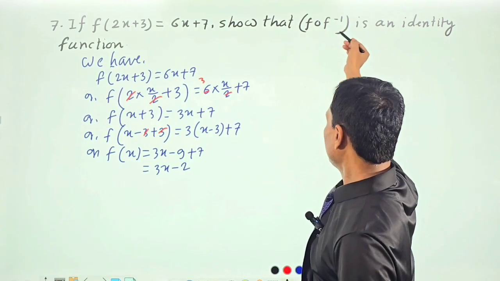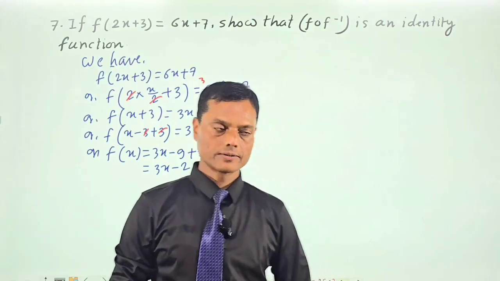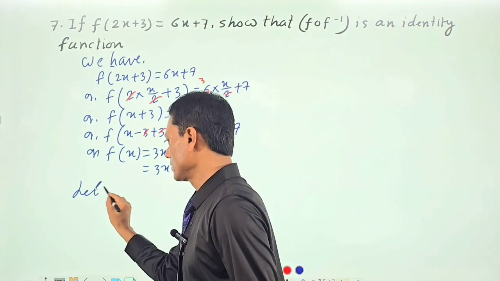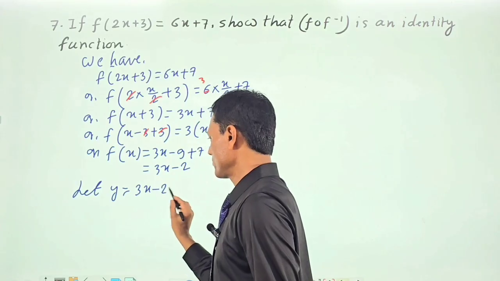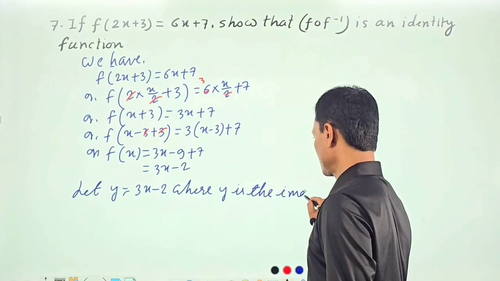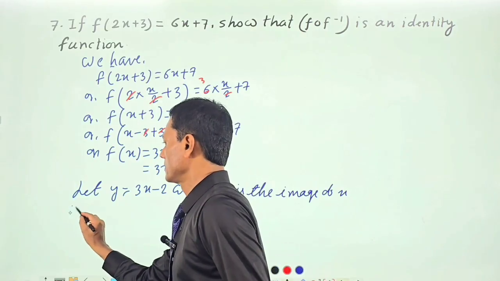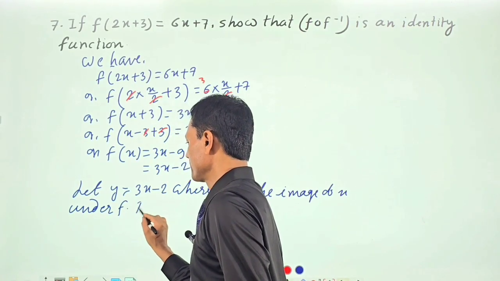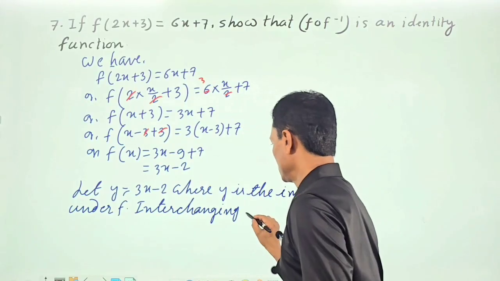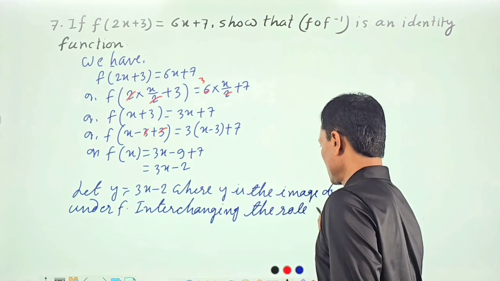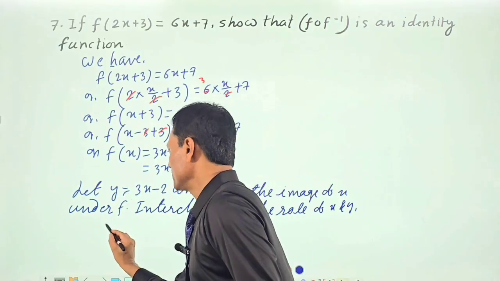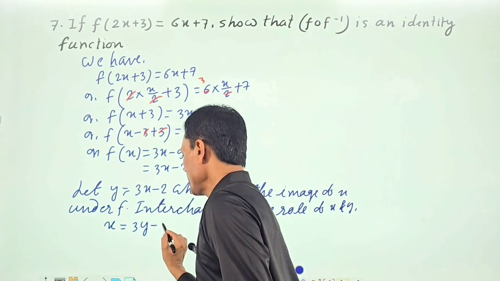Now we have to find out f inverse, isn't it? So we have the value of f of x here. So to find f inverse, we have to let y equals to 3x minus 2, where y is the image of x under f. Then interchanging the role of x and y. Just interchange the role of x and y. So here y becomes x and x becomes y, right?